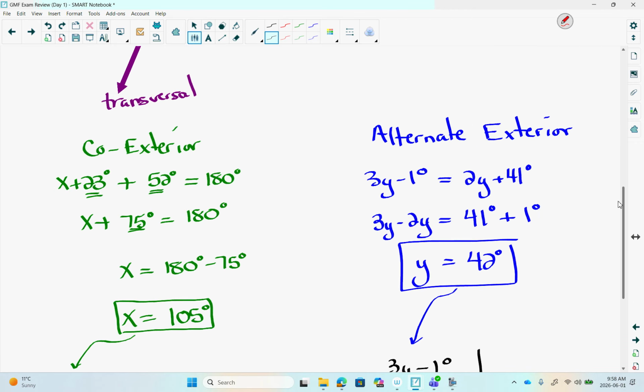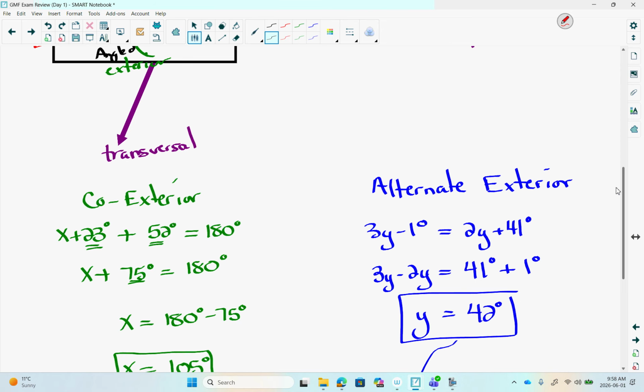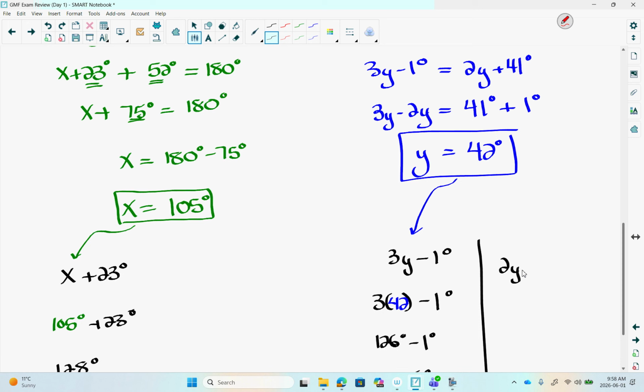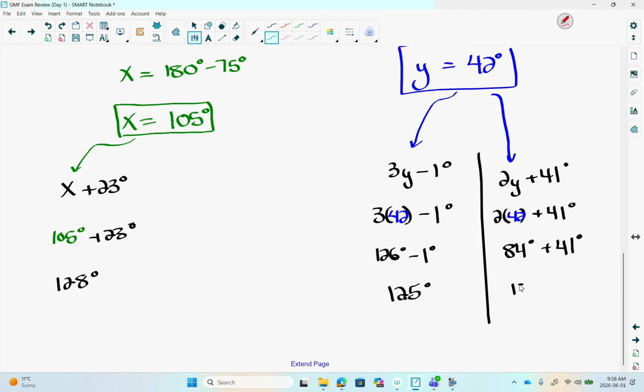How do I figure out angle 4? 2y plus 41. What should it equal? It should be the same. Okay? So if I fill the 42 in for this y, and I go 2 times 42, and then add 41. 2 42s are 84 plus 41. There's another 125 degrees. Both are equal.